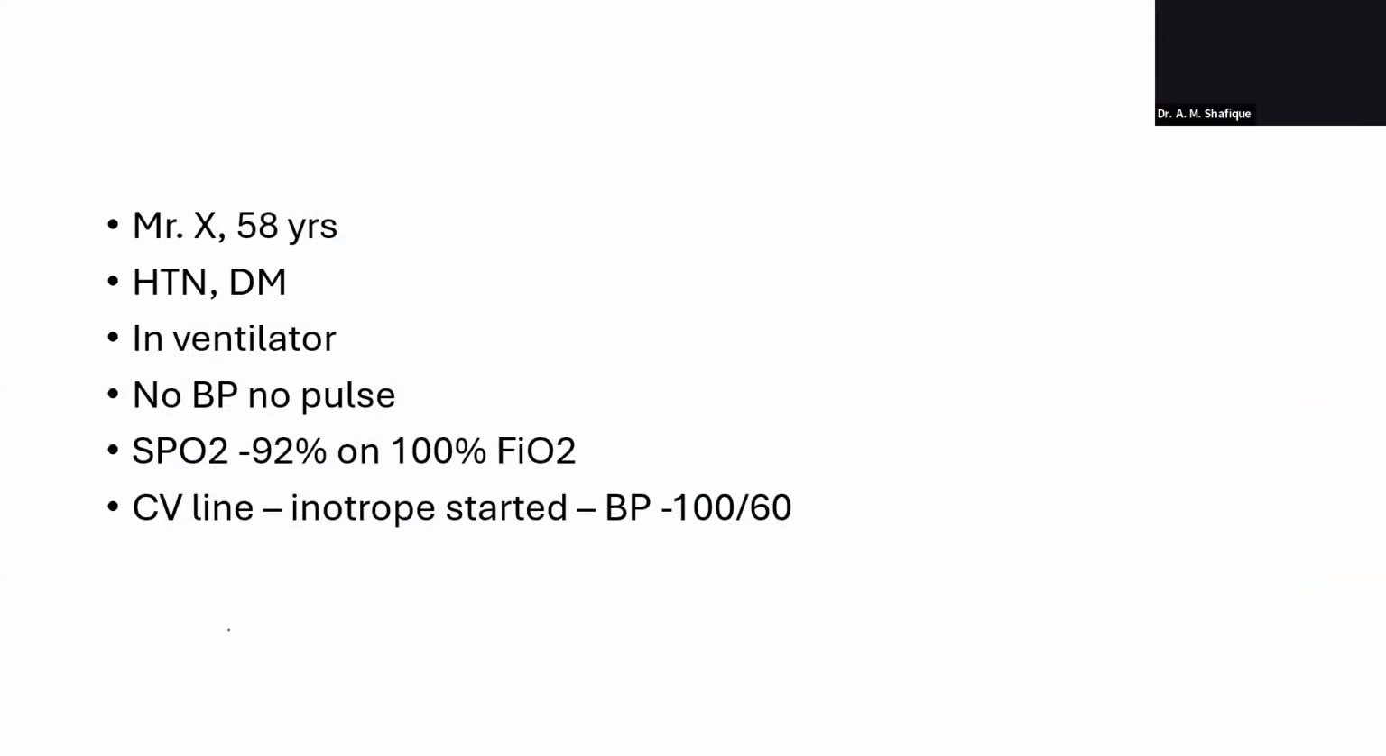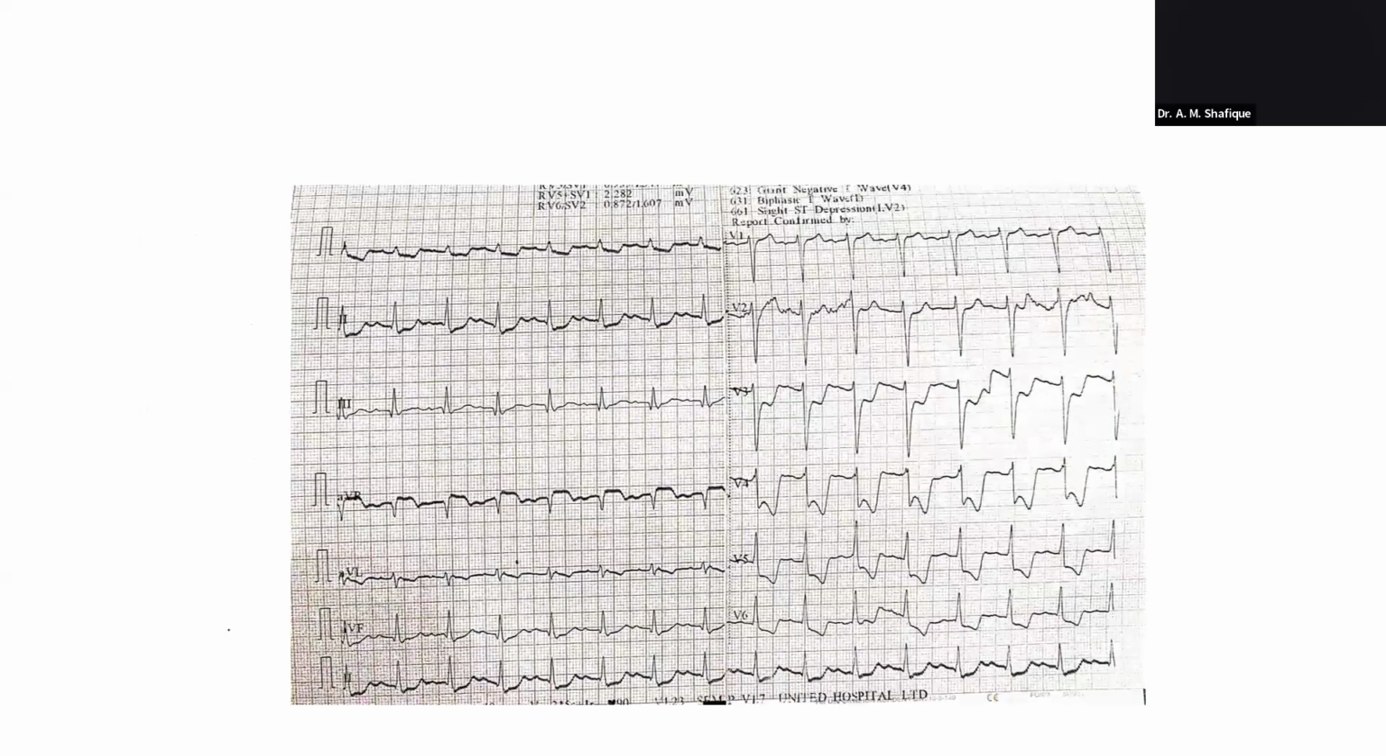So the last ECG: 58 years, male, hypertensive, diabetic, patient came on ventilator. In CCU, there was no pulse, no blood pressure, SpO2 92% on 100% FiO2. A CV line was given, inotrope started, and then BP 100/60. And this is the ECG. Definitely this is ischemic, no doubt about it.